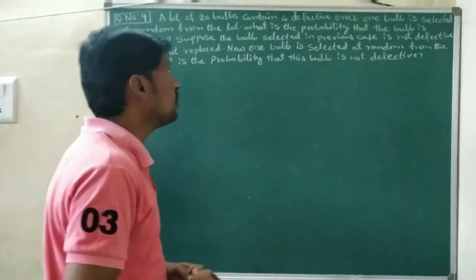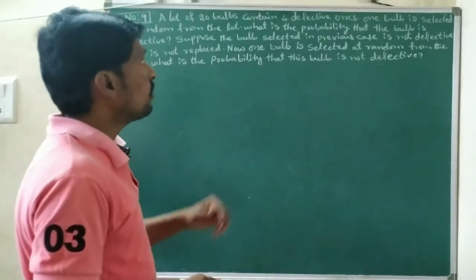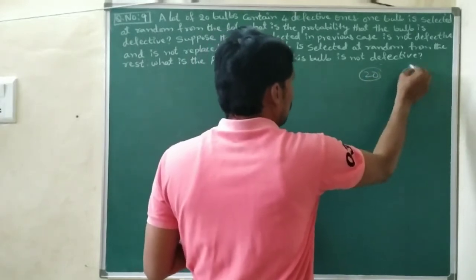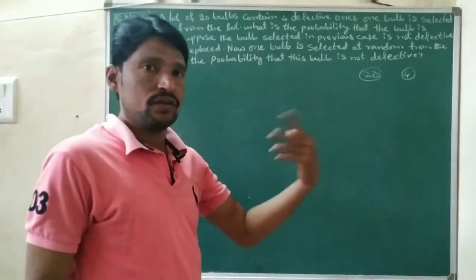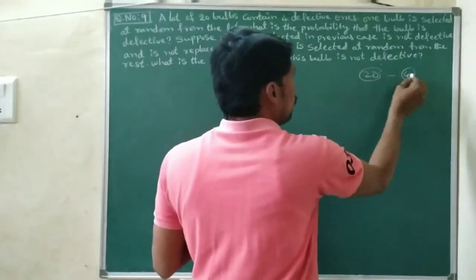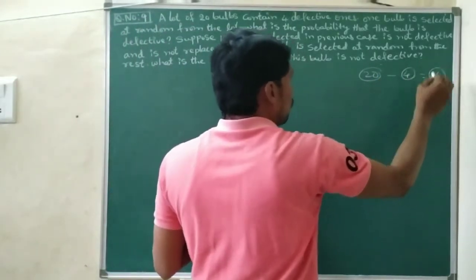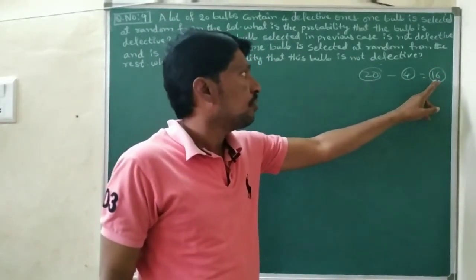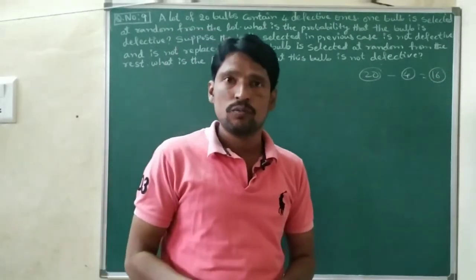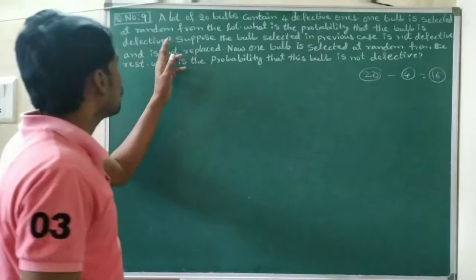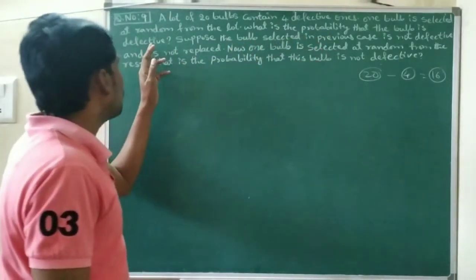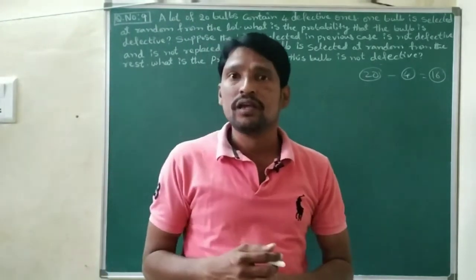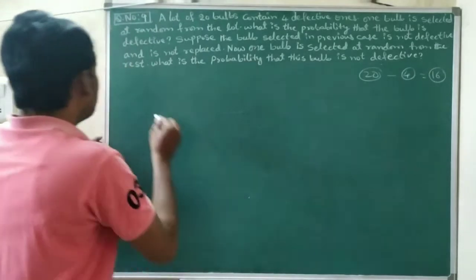What information is given in this problem? Here 20 bulbs, in that 4 defective bulbs. 4 defective means how many non-defective bulbs? So 20 we can subtract 4, we are getting non-defective bulbs. So 20 bulbs are in, 4 bulbs are defective bulbs. So here 16 are non-defective bulbs. So what they asked here: what is the probability that the bulb is defective? Defective one we need to find. Probability of defective bulb. So let us see the solution.